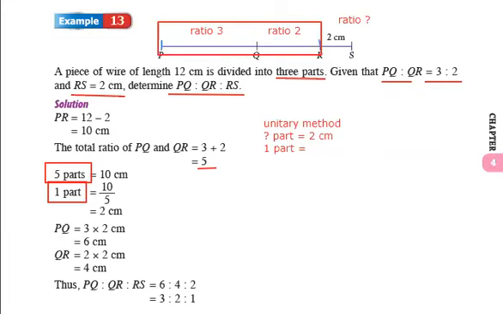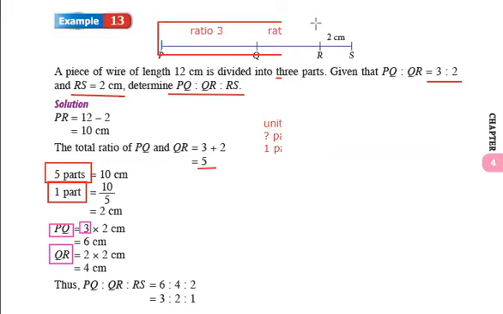First one, PQ is 3 ratio. Okay, 3 bahagian times 2. One part is 2 cm, so I will get my 6. Another, my QR ratio is 2, isn't it? So 2 times 2 here. So I will get my 4. So now I already have my centimeter. Sekarang semua panjang saya sudah ada.